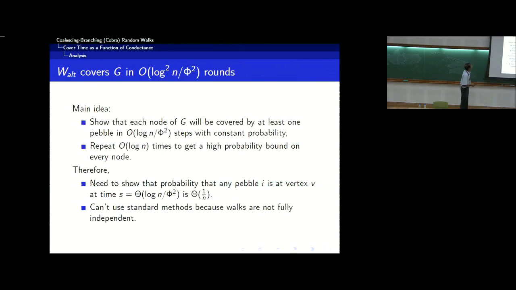As I said, each node will be covered by at least one pebble in order log n over phi square steps with constant probability, and we repeat this log n times. So we need to show that any pebble i is at vertex v at a given time with probability theta of 1 over n. There are delta n pebbles, and showing that any pebble i is at vertex v at any particular time has probability theta of 1 over n will give us a bound of at least a constant probability of visiting that vertex. We can't use standard methods because the walks are not fully independent, because of this.